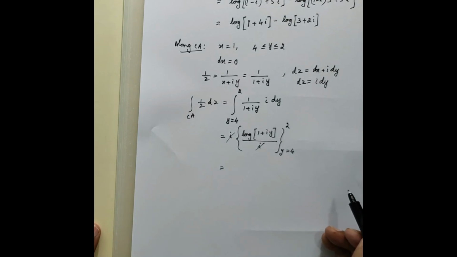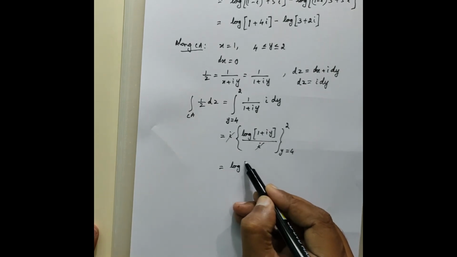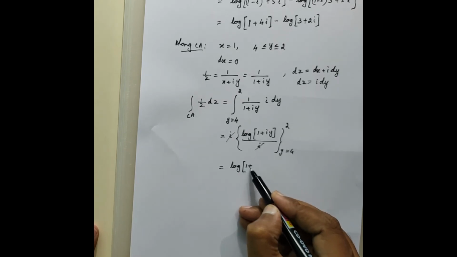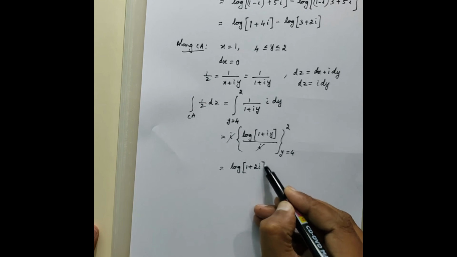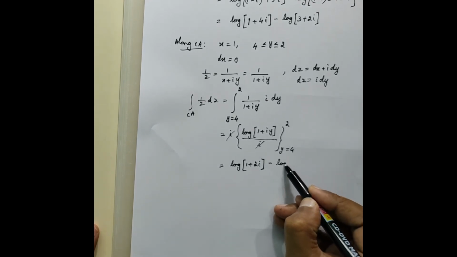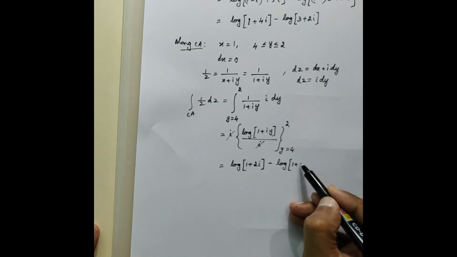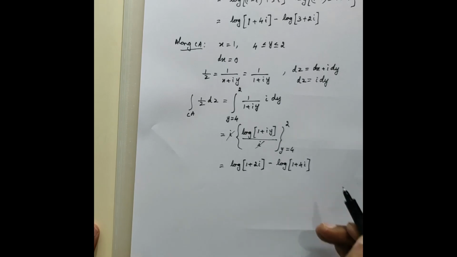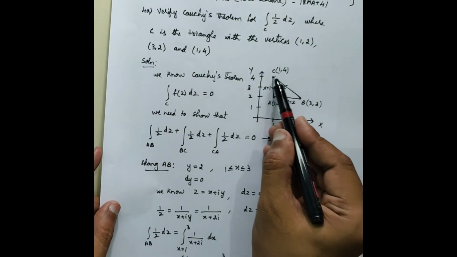Now we'll apply the upper and lower limit values. So it is log of 1 plus, the upper limit value for y will be 2, so we'll be getting 2i, minus the lower limit value for y, which will be 4, so we'll be getting log of 1 plus 4i. So you can see that we have obtained the integrals along AB, along BC and along CA.